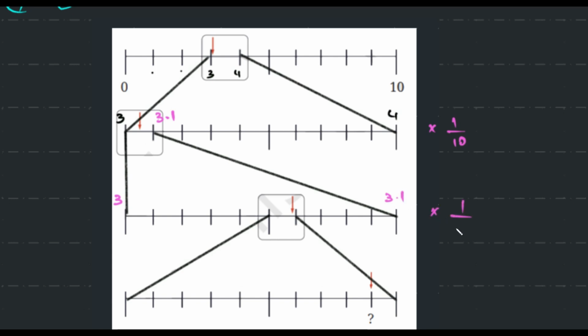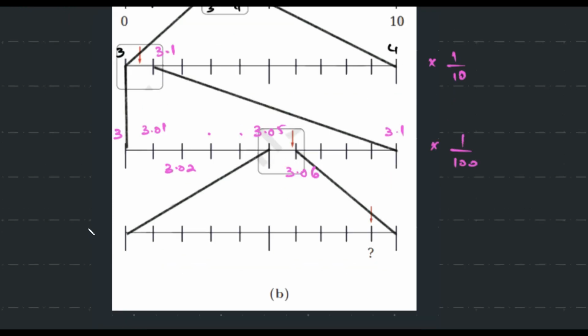And this is a place of 100th, right? So this is basically 3.01, 3.02, okay, and so on and so forth. This will be 3.04, and this is 3.05, and this is 3.06. And between these is what we are zooming in, 3.05 and 3.06.